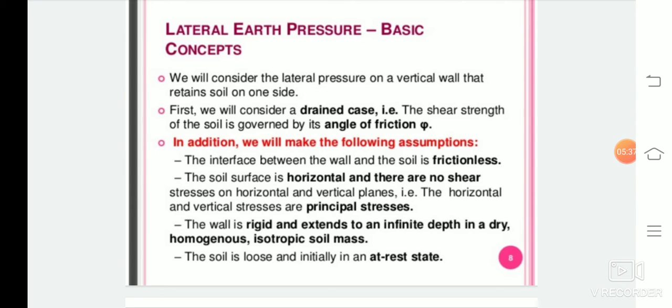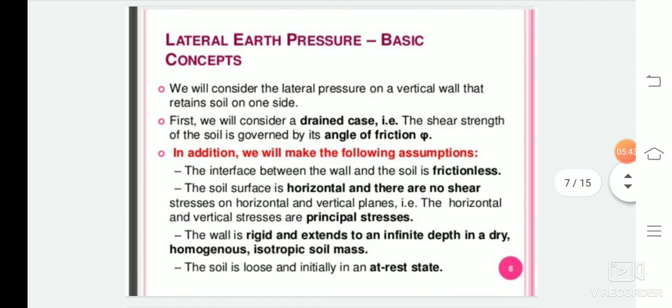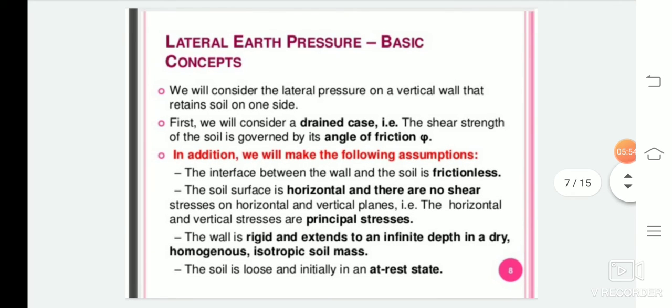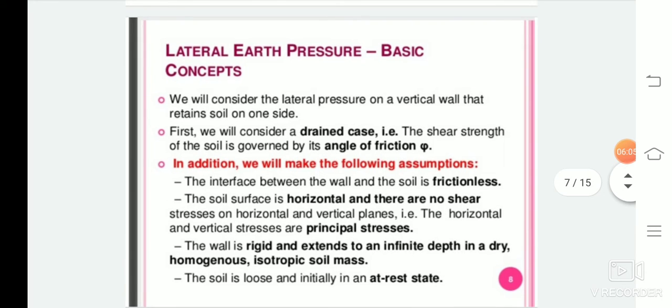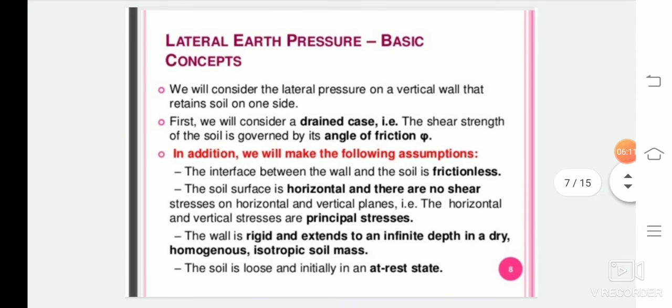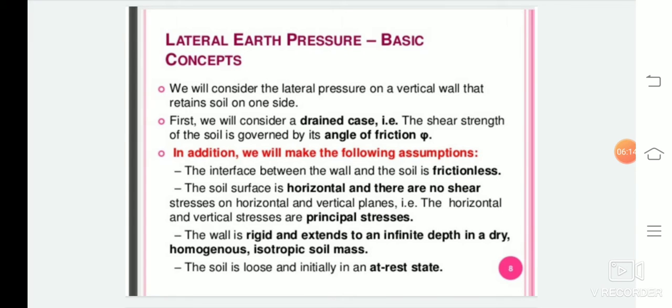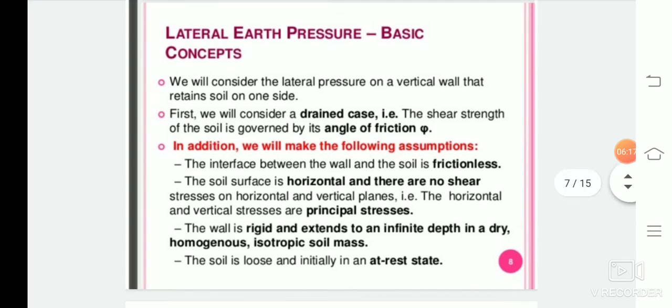For finding out the earth pressure theory, we have to follow some assumptions. What are these assumptions? The interface between the wall and the soil will be frictionless. The soil surface will be horizontal and there will be no shear stresses on the horizontal and vertical planes. That is, the horizontal and vertical stresses will be the principal stresses. The wall will be rigid and extended to an infinite depth in a dry, homogeneous, isotropic soil mass. And the soil will be loose and initially at rest. These are the assumptions based on which the earth pressure theory has been developed.